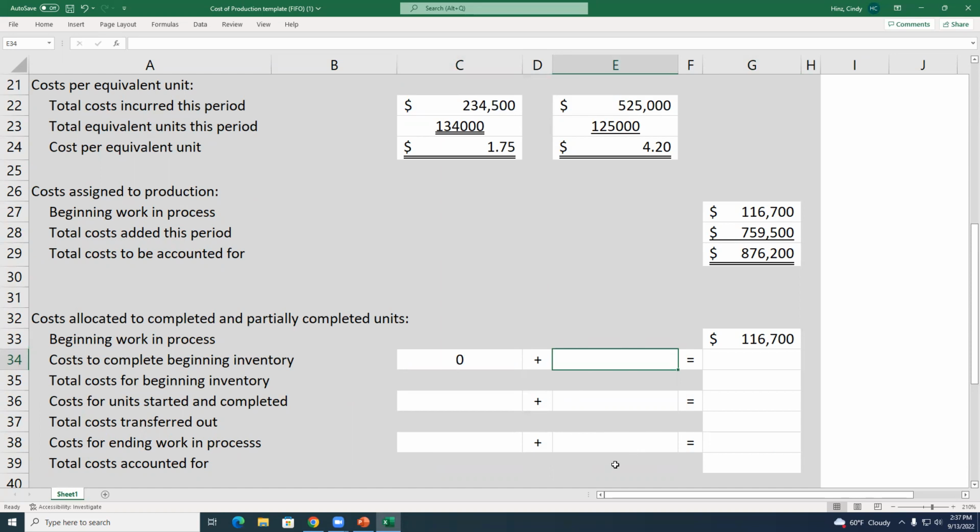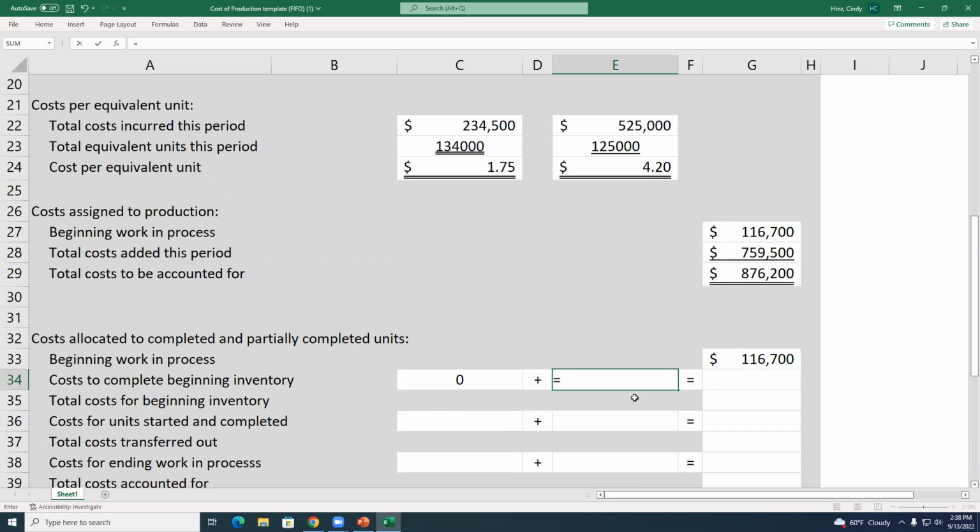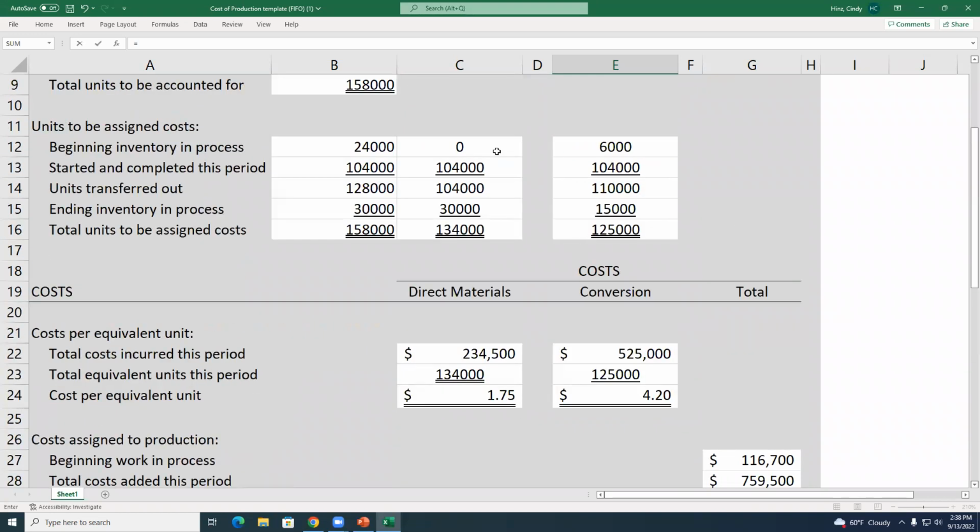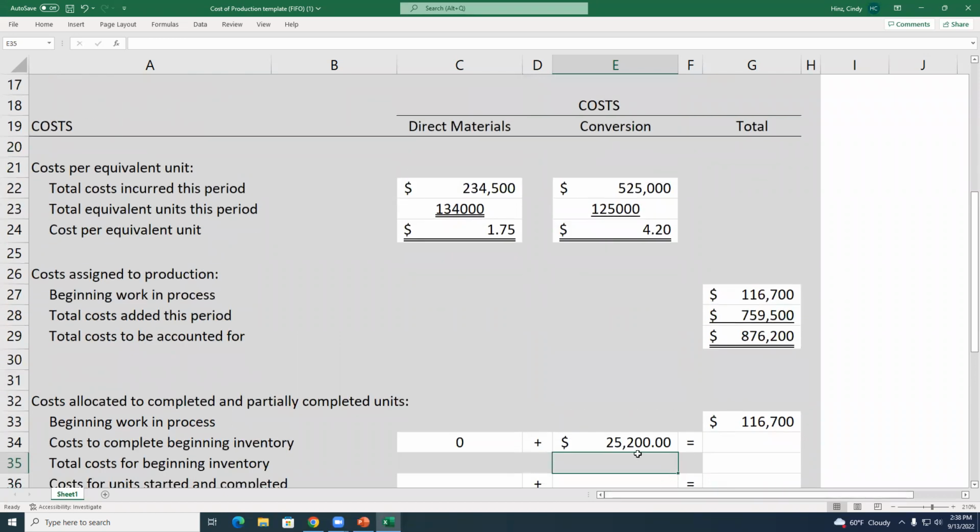Column E is for conversion costs. I'm going to use a formula here. So in step 2, the beginning inventory right here, we added 6,000 units of conversion costs. And those units we calculated here in step 3 cost $4.20 each. So 6,000 units from step 2 at $4.20 each. We added $25,200 to those units to finish them up.